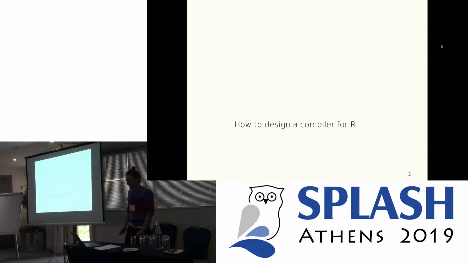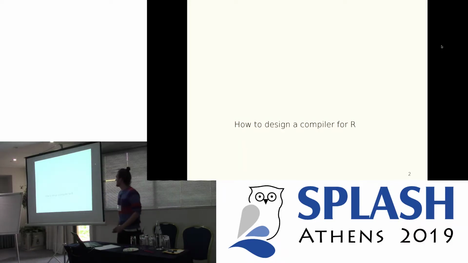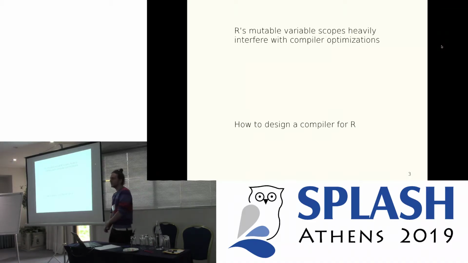Hello, everyone. So I want to talk today about how to design a compiler for R. R is the statistics language, and when you start writing a compiler for it, there is one thing that you notice very quickly: you have a problem with environments and with local variables. In R, local variables are in first-class mutable environments. And if that's not clear yet, I'll go into detail a lot.